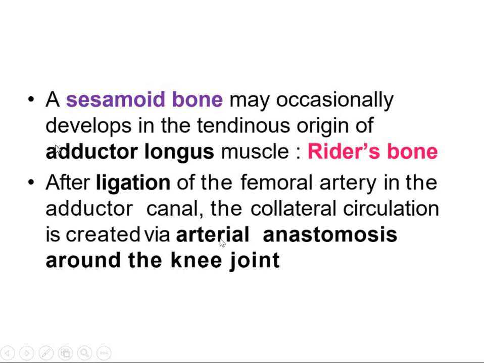After ligation of the femoral artery, the operation we were talking about for the aneurysm of popliteal artery, collateral circulation is created via arterial anastomosis around the knee joint. Okay. So the genicular branches I was talking about are the ones being referred to here. Obviously if we are ligating the femoral artery, we need to have supply for the popliteal area. Okay. So for that matter, for supplying the knee joint, we have this arterial anastomosis formation or the collateral circulation around the knee joint. Okay.